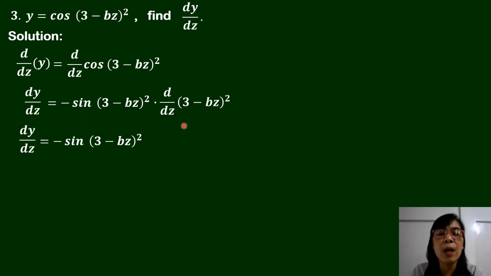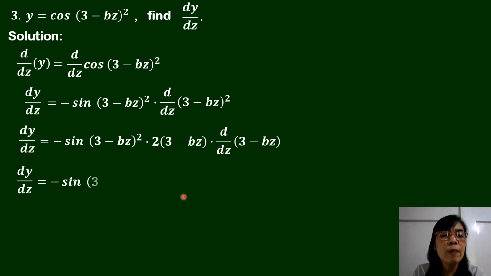Then we have here the derivative of the quantity 3 minus bz raised to 2. Looking back again to the list of differentiation formulas that we had, we have the derivative of a power. The derivative of a power states that the derivative of a base raised to an exponent is equal to, we write that one in the next step, the exponent times the base raised to the exponent minus 1. So we have 2 minus 1, that's 1, times the derivative of the base. Again, we copy those factors which do not contain a derivative.